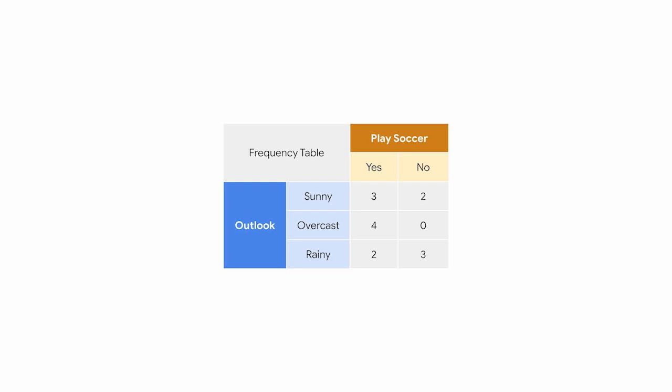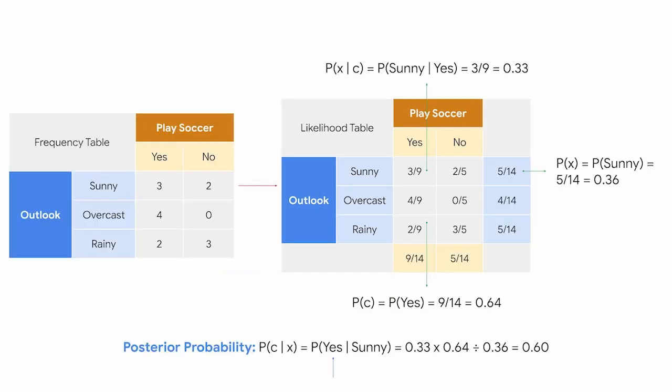Start with the outlook variable. Calculate the posterior probability of one of the features in the dataset. To do this, construct a frequency table for each attribute against the target by tallying the number of times soccer is and isn't played for a given attribute. Then, transform the frequency tables into likelihood tables by calculating the number of times soccer is and isn't played for each attribute. Use this information to find the probability of the predictor given the class, P of X given C, the probability of the class, P of C, and the probability of the predictor, P of X. In other words, everything needed to calculate the posterior probability.